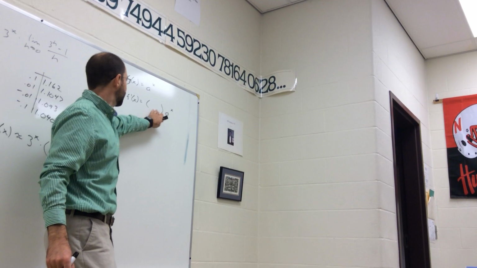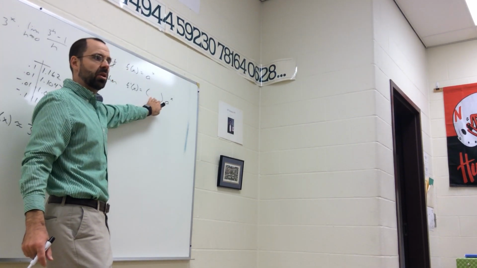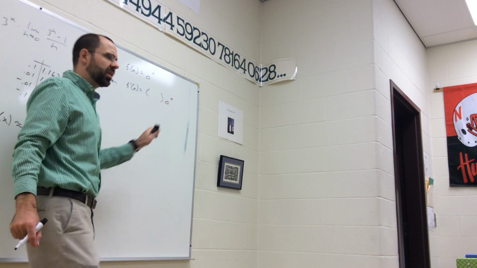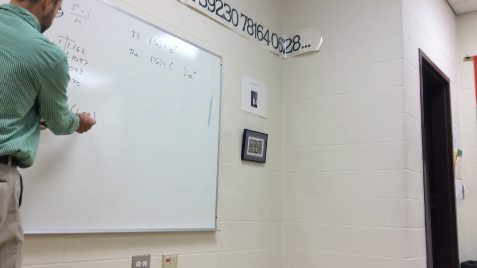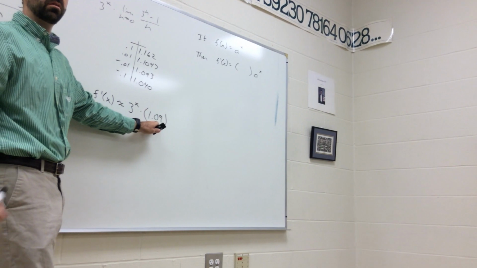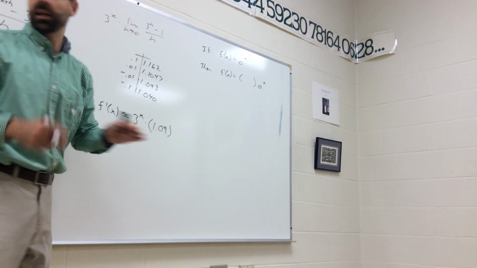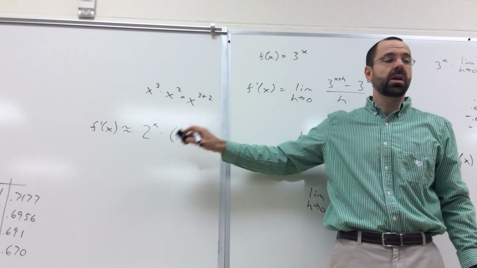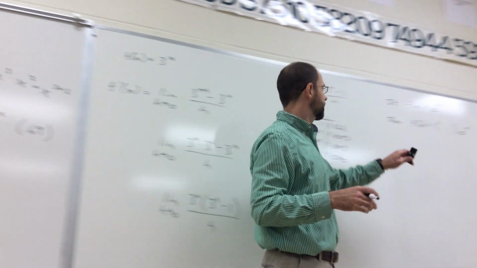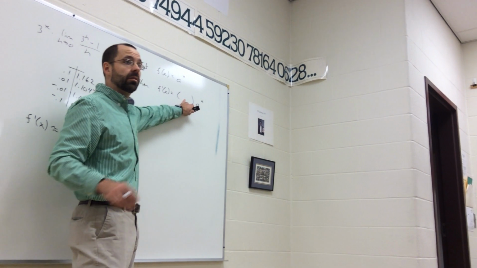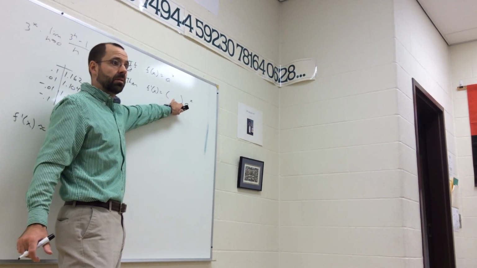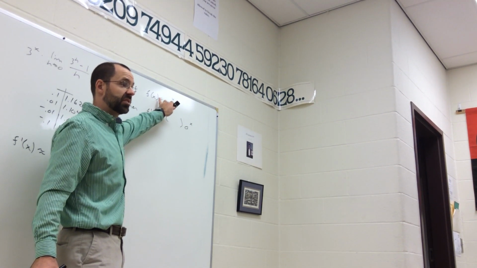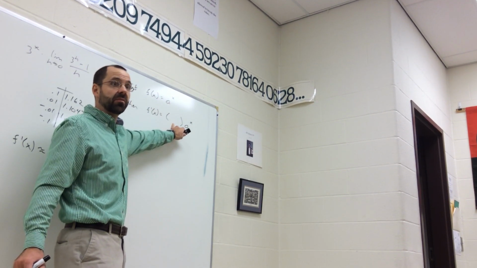Okay, and I'm going to tell you what this number is in just a second. But before I get there, notice that this number is bigger than 1. And this number is smaller than 1. And what would happen if this number was 1? Then the original function would have the same exact function as its derivative.